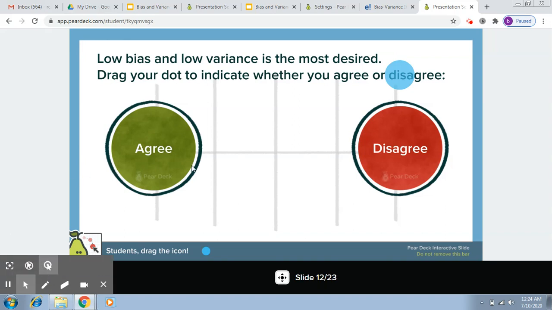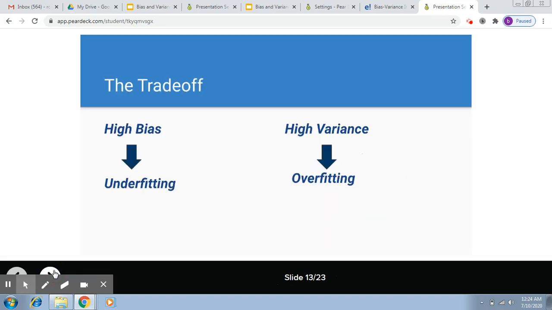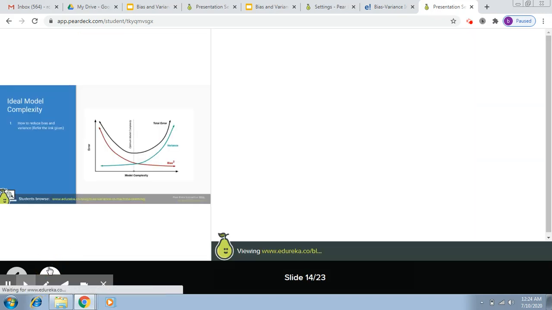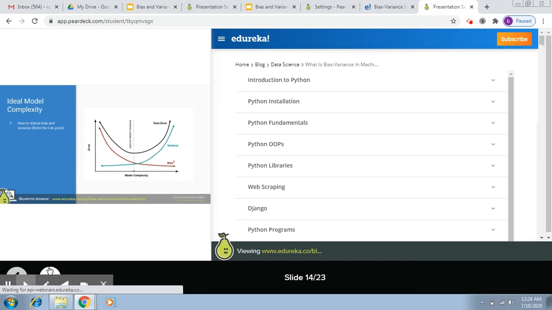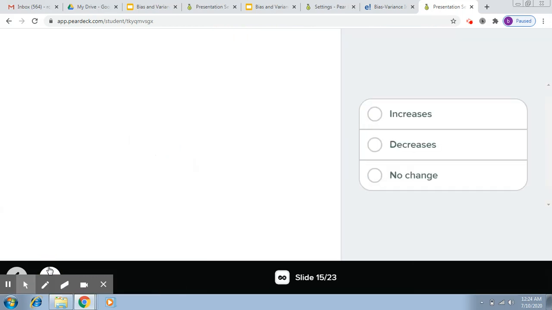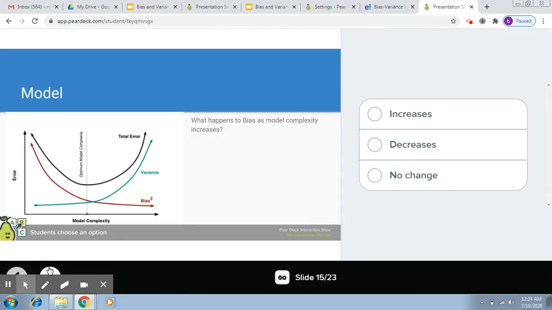So here it is again a question, and it talks about agree or disagree. So you may just select this and mark it here if you agree. And then moving on to the next, this is a part of the slide. And then moving on to the next, here you will see there is a website along with it. The next, you have a question which is based on this particular graph, and let's just mark the answer.